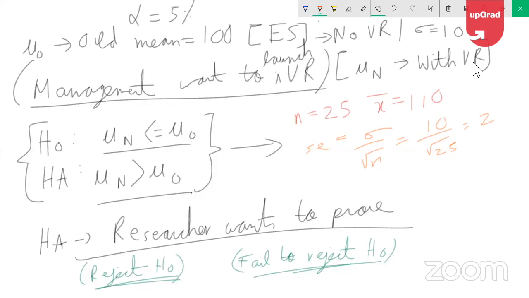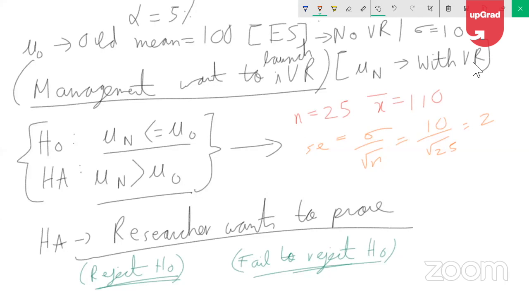Reject. Others? Hopefully all of you are calculating, right? So what do you calculate here? You calculate the t statistic, right? Okay. Fail to reject. Okay. Reject alternate. Okay. Others? How about the others?